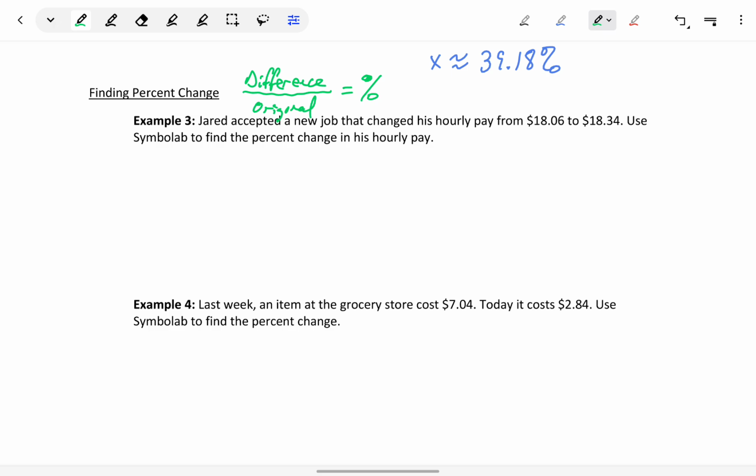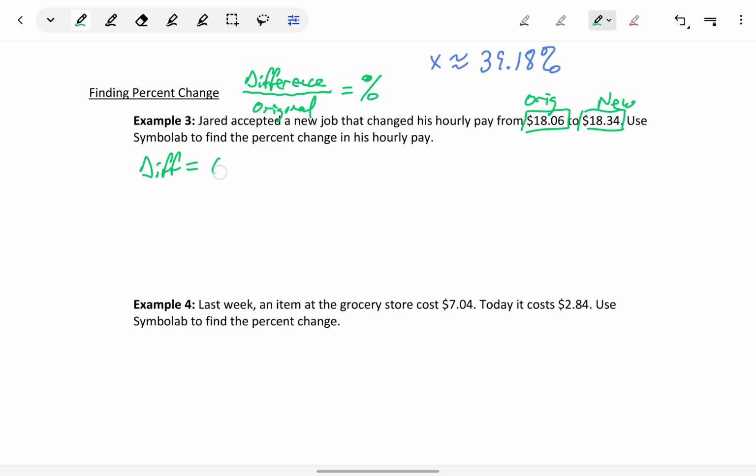So in example 3, Jared accepted a new job that changed his hourly pay from $18.06 to $18.34. We want to use Symbolab to find the percent change in his hourly pay. What we can pull out of this problem is his original pay was $18.06. That's that original value. And now he has a new pay rate, which is $18.34. What's missing is the percent change, or that's what we're trying to calculate in this case. We're also missing, but it's easy to find, the difference.